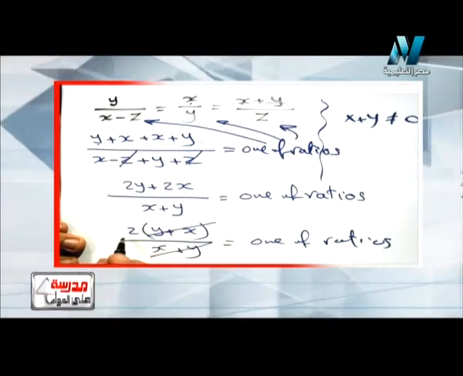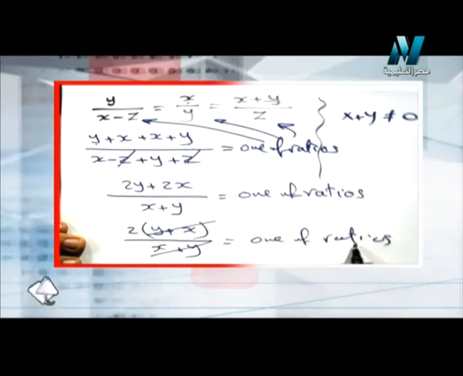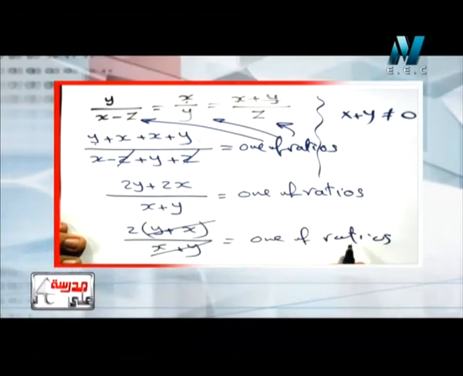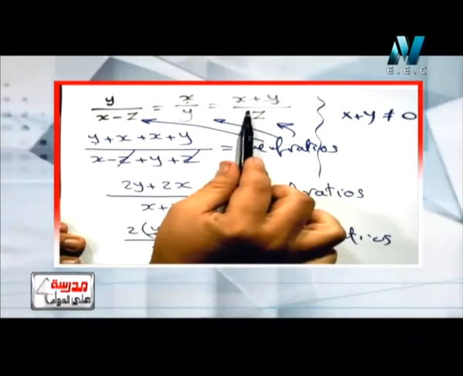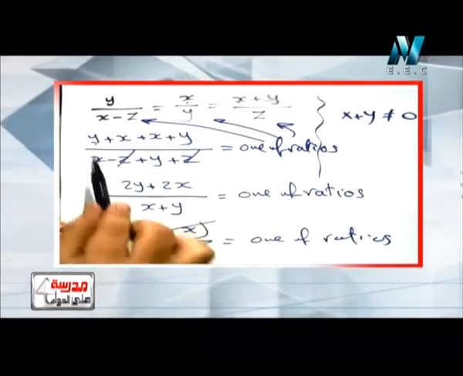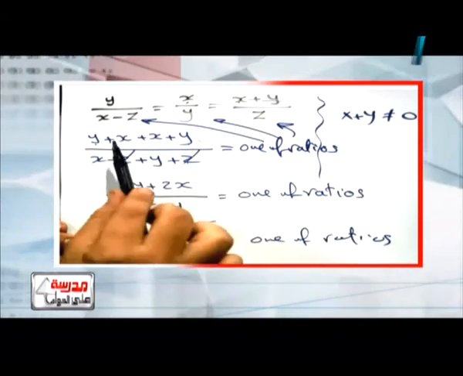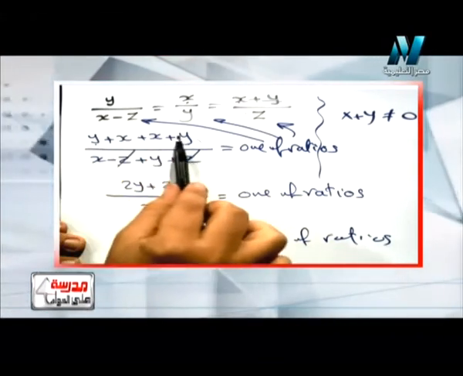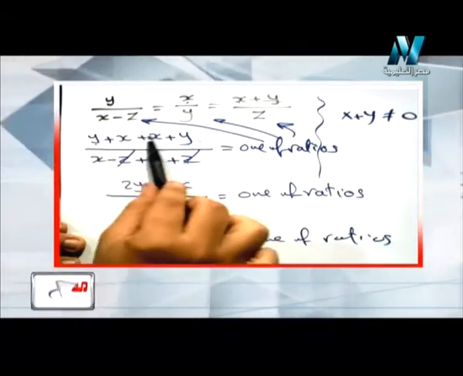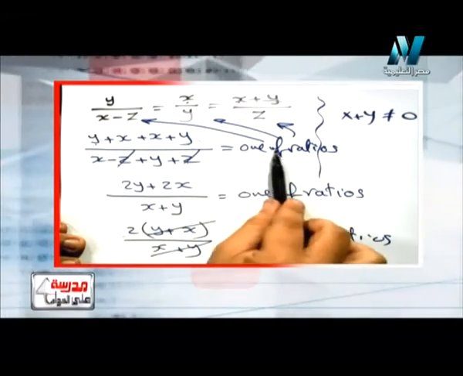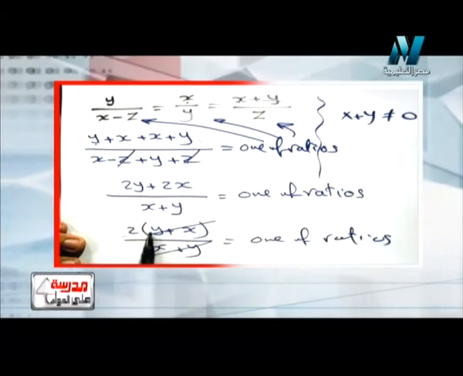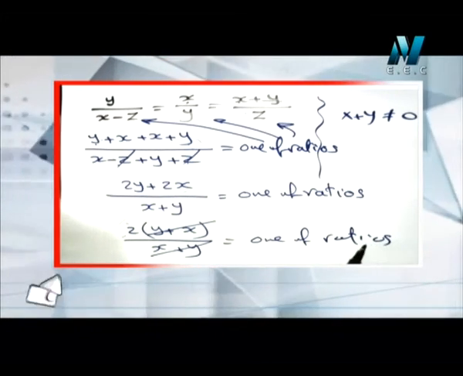So 2 equals one of the ratios, so this is what we proved now, that these 3 ratios equal 2. As the operations that we did here, it's a property of the proportion, and every single addition or subtraction for the antecedent and the consequence gives me one of the ratios. So we got here that 2 equals one of the ratios, so this is the first required.